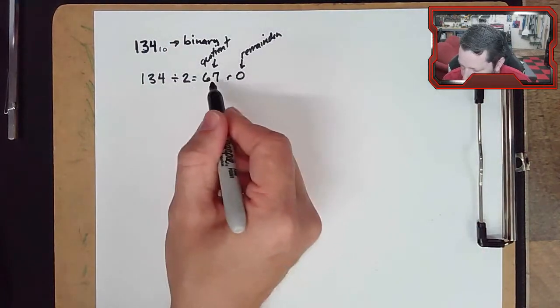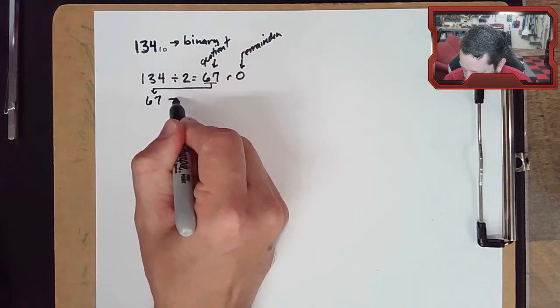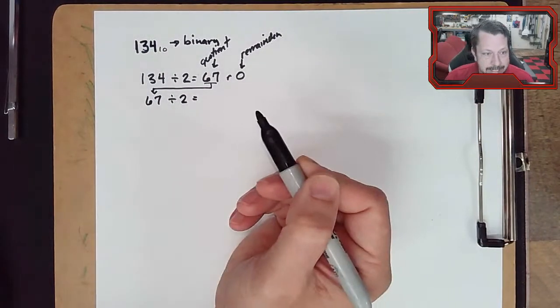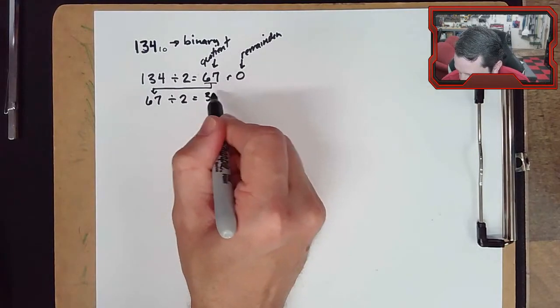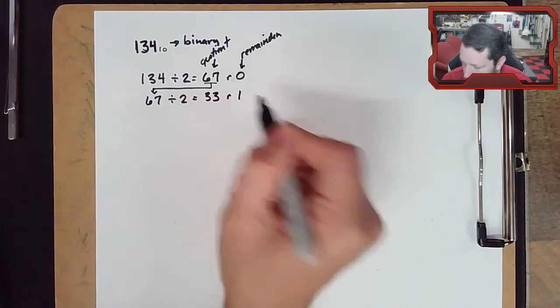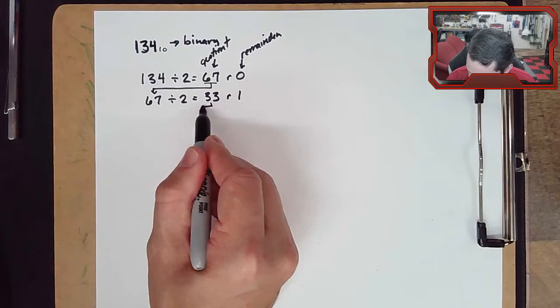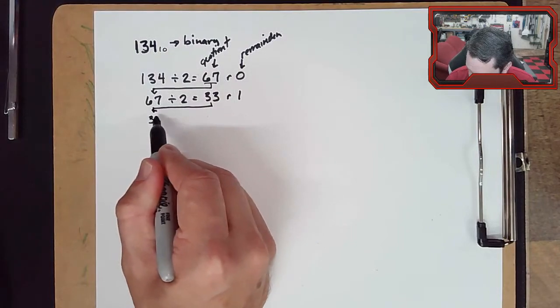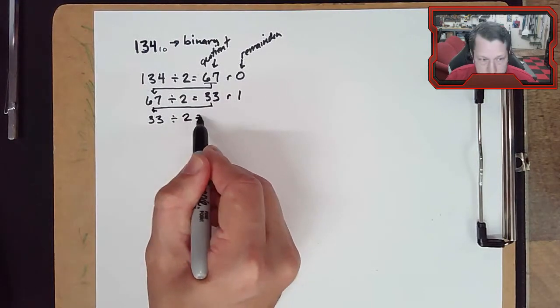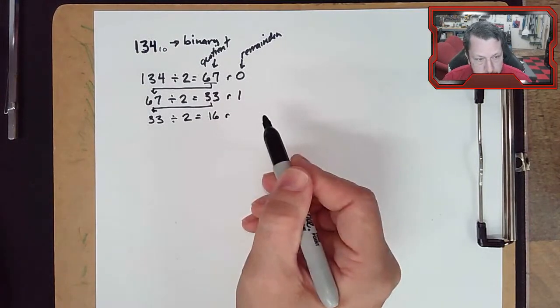So next we'll take the 67 and divide it by 2. 67 divided by 2 is 33, since you could get to 66, right? You'd have a remainder of 1. We don't stop here because our quotient isn't 0. So we take 33, divide by 2, and we get 16. You could get to 32, so you'd have a remainder of 1 again.